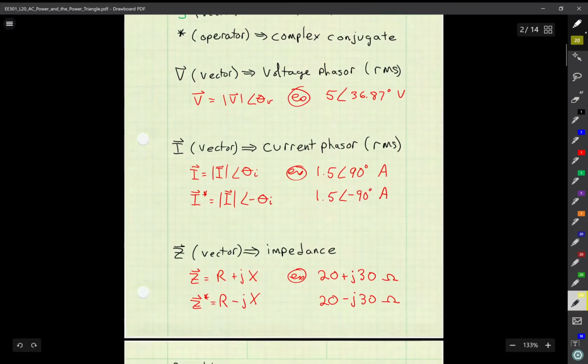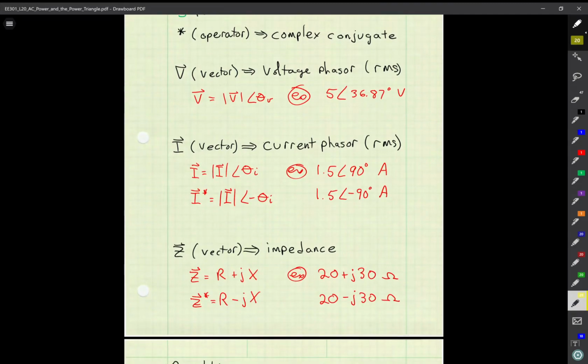Let's talk about the complex conjugate operator for a moment. Suppose I have a current, for example, of 1.5 amps with an angle of 90 degrees. By definition, the complex conjugate of that current is going to have the same magnitude, which doesn't change, and the opposite of the angle shown here. This is again in the phasor form, so it's minus 90 degrees.